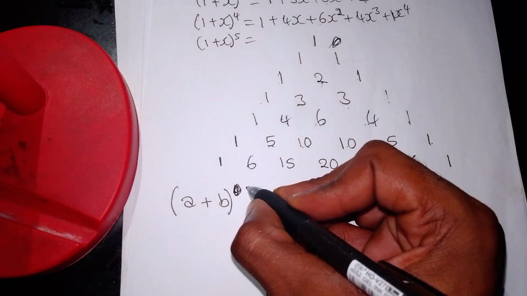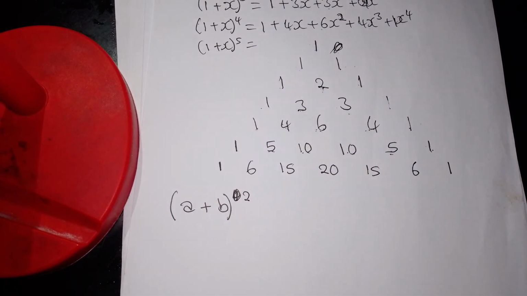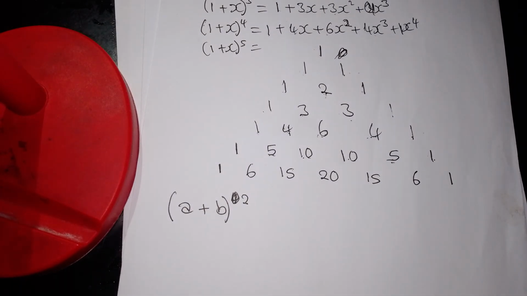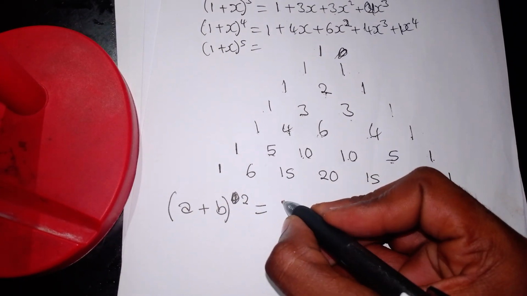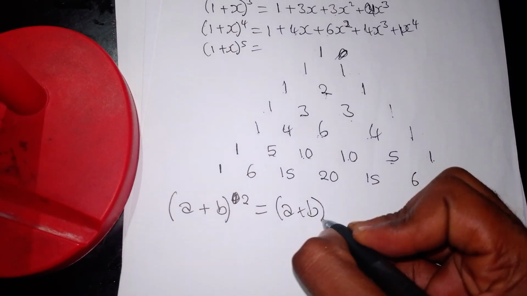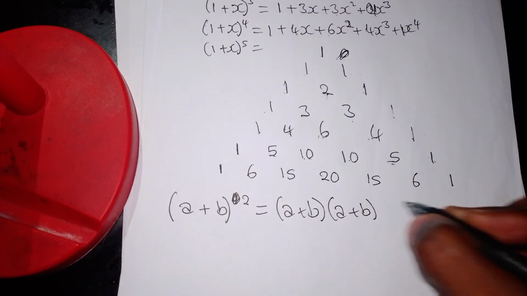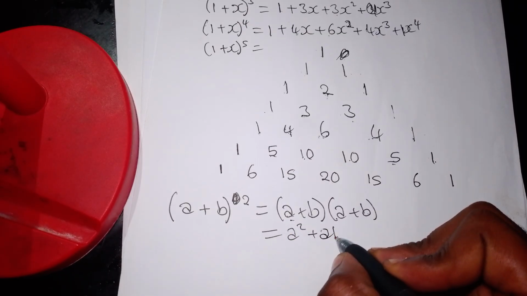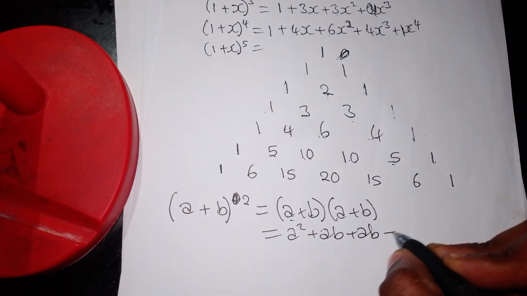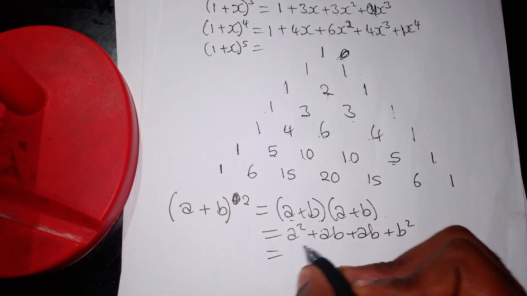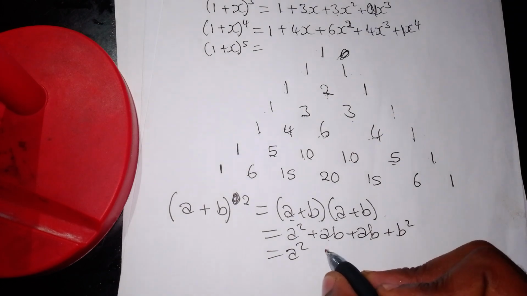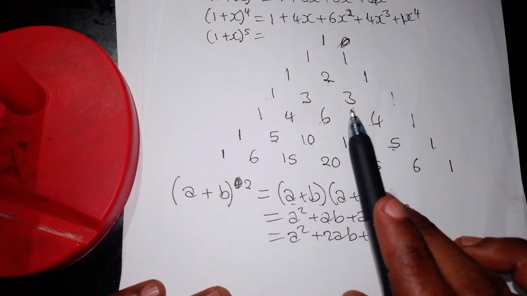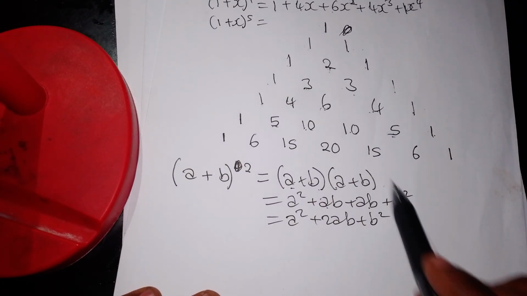Or maybe let's start with a 2 so that you can clearly see it. Without this and without the theorem, you can just expand this by saying a plus b and then a plus b, and then you multiply this by this, you have a squared, this by that, you have ab, this by that, you have ab, this by that, you have b squared, which is a lot of work. This plus this, you have 2ab.